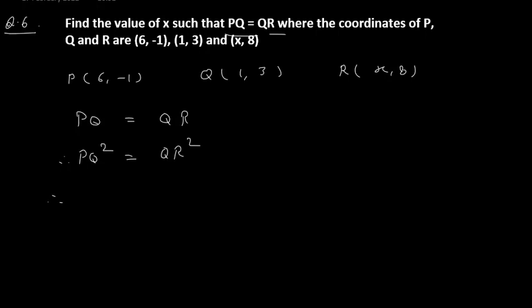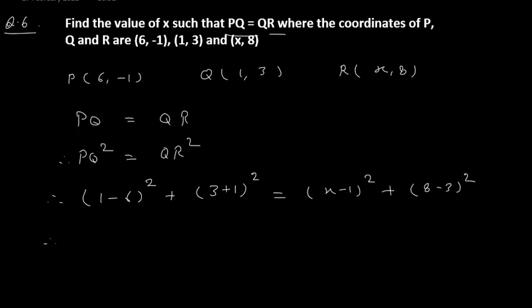Therefore PQ is x2 minus x1, that is 1 minus 6 the whole square, plus 3 minus -1, it will become plus 1, the whole square, is equals to QR. So QR is x minus 1 the whole square plus 8 minus 3 the whole square.